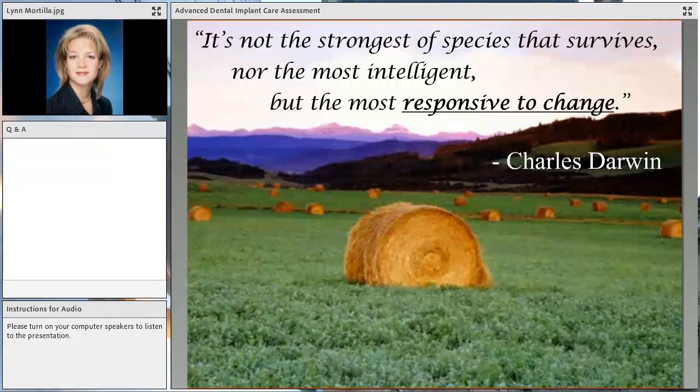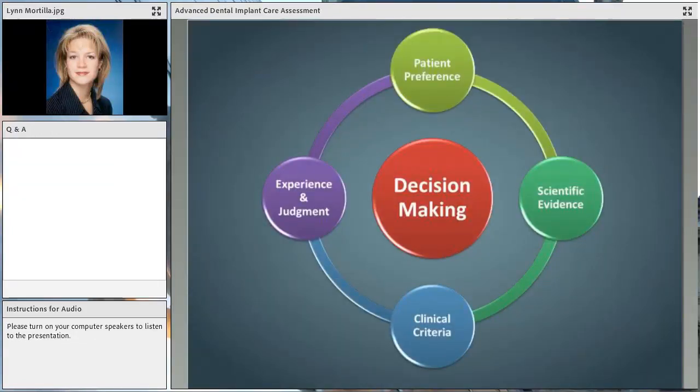So what we do for our patients can change. I'll tell you, this is an expanding field, and we will see a lot more change. So being responsive to change is always incredibly important. When you make your decision for your patients that are in your offices, there's a lot that's going to go into it.